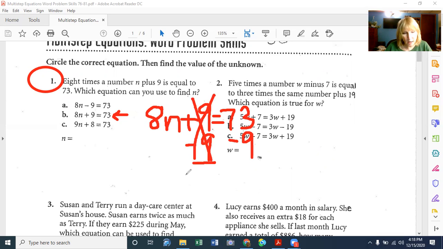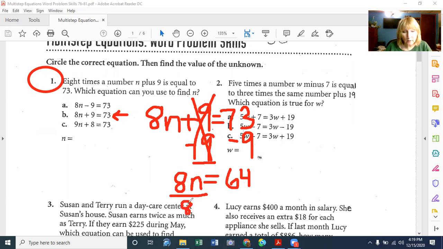I'm left with an 8n on the left. And then on the right, I do the math. 73 minus 9 is 64. And now I have to do the inverse, or the opposite of what's currently being done, to get the n by itself. So I have 8 times n, so I'm going to use division. That's the opposite of multiplication. I'm going to divide by 8 to get n by itself.